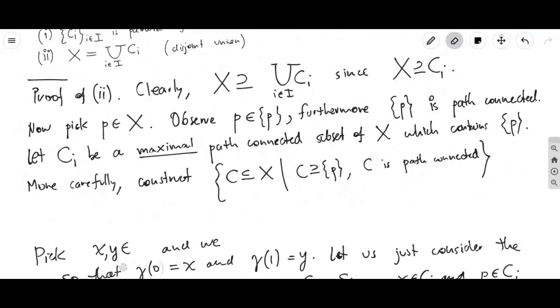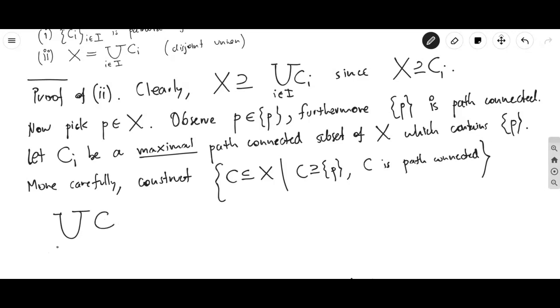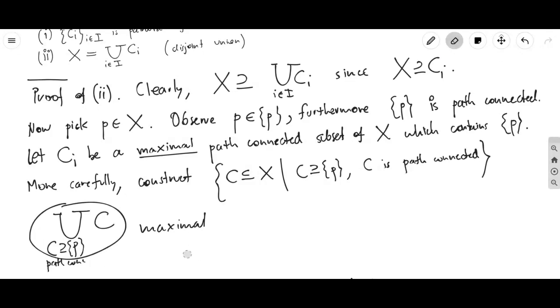And then what you do next is you take the union over all of these. If you take the union over all the C, where C contains P and C is path connected, then this union is maximal. You're taking the union, so you cannot go any bigger. So you've just constructed something that is a maximally large path connected subset.